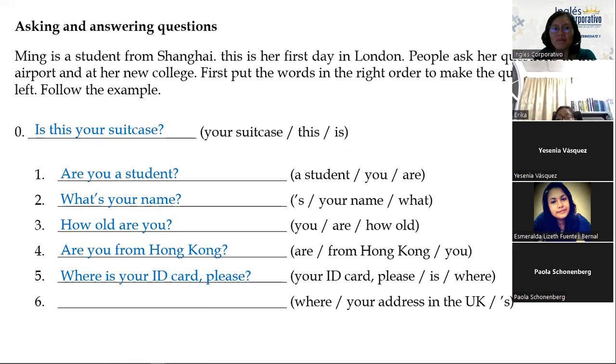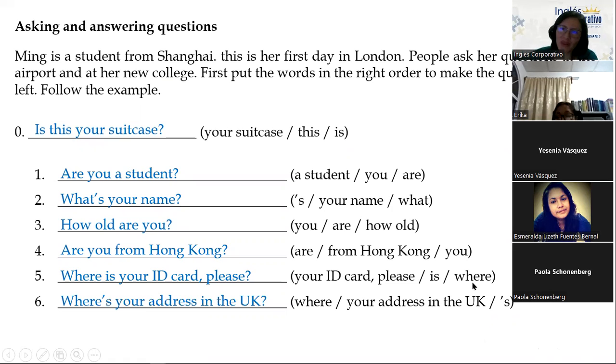What is your address in the UK? Correct. Okay, you live here, but also over there. So what is your address in the UK? Very good. Excellent. Now, let's move on to another exercise.